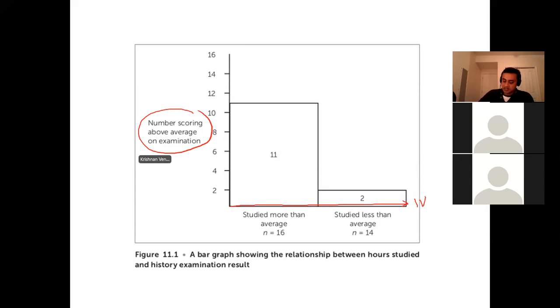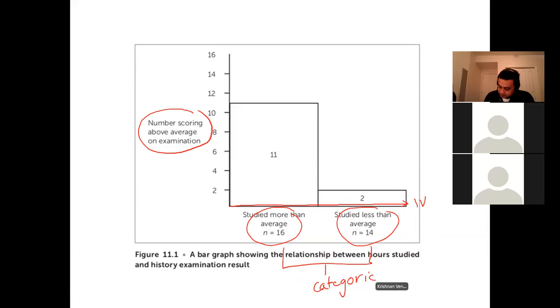So you're only asking the question, well, we have students who studied more than average or less than average. So you've made that essentially a categorical variable. You converted the above average and below average, you made this a categorical variable. And then you're asking, how does the variable change depending on the number of hours studied? Or the actual numbers, how do they score on an exam?